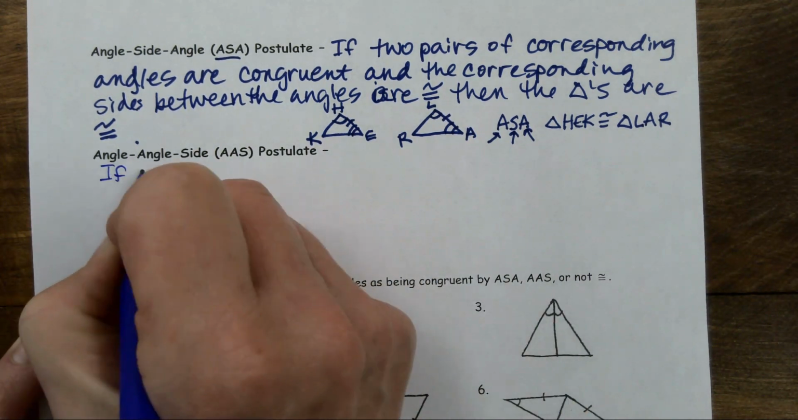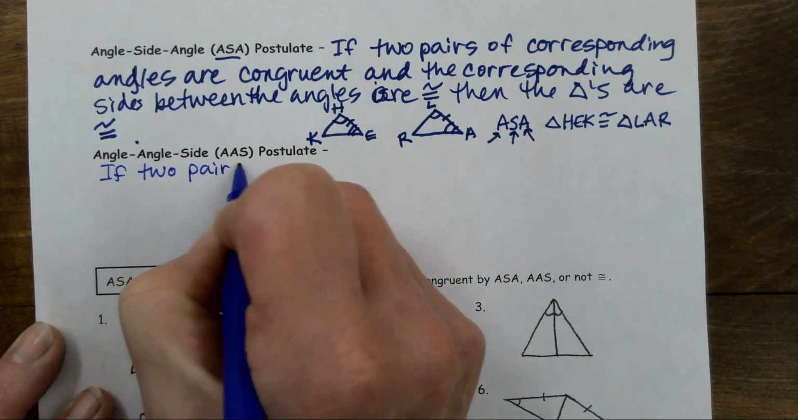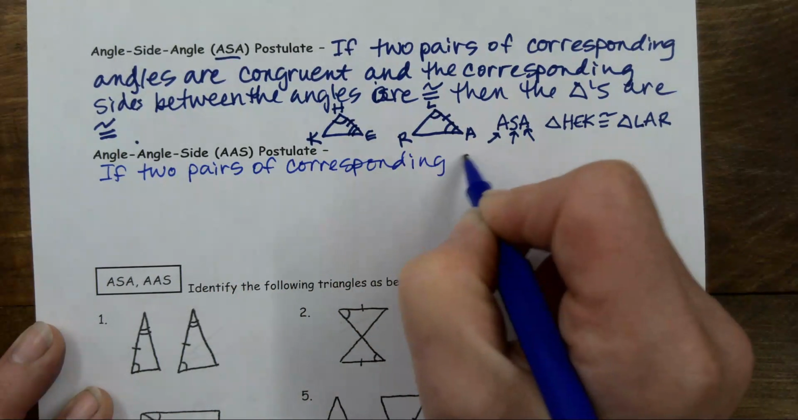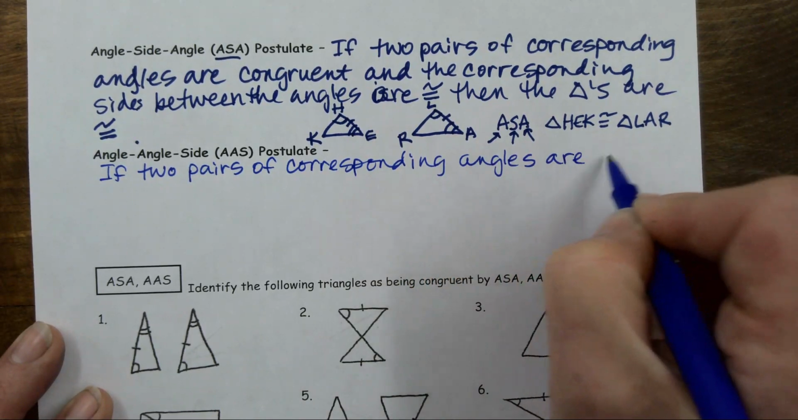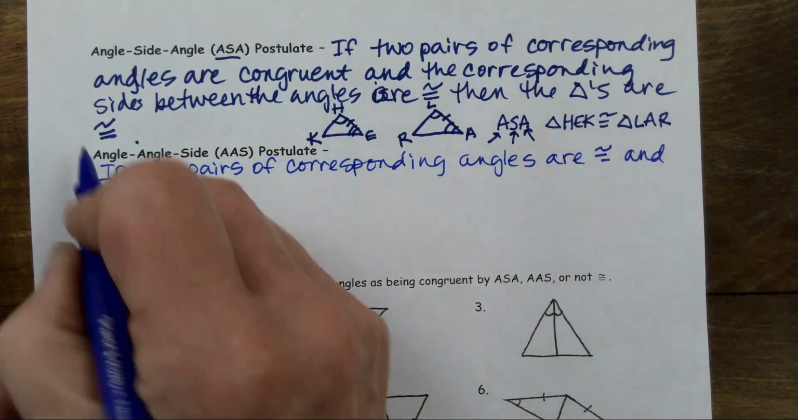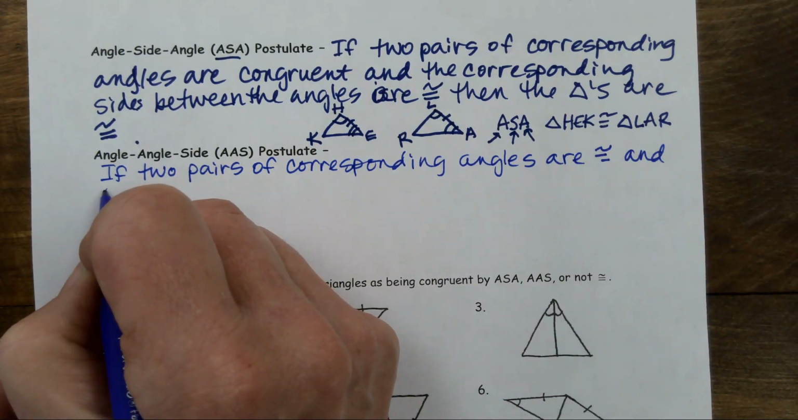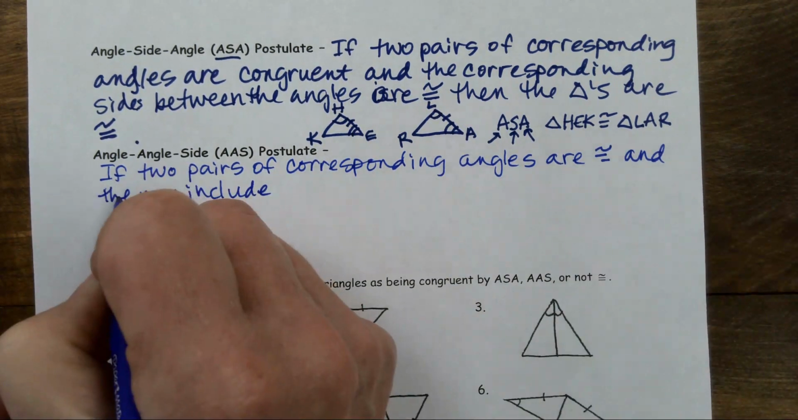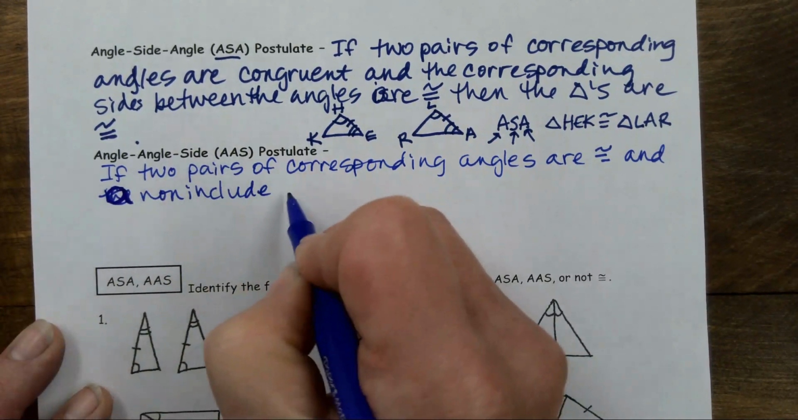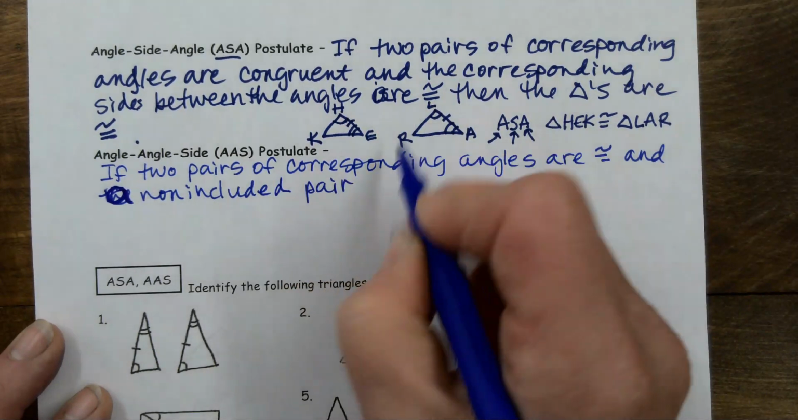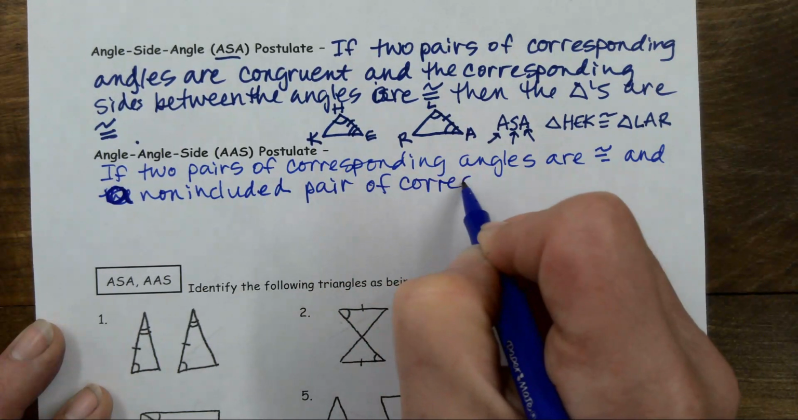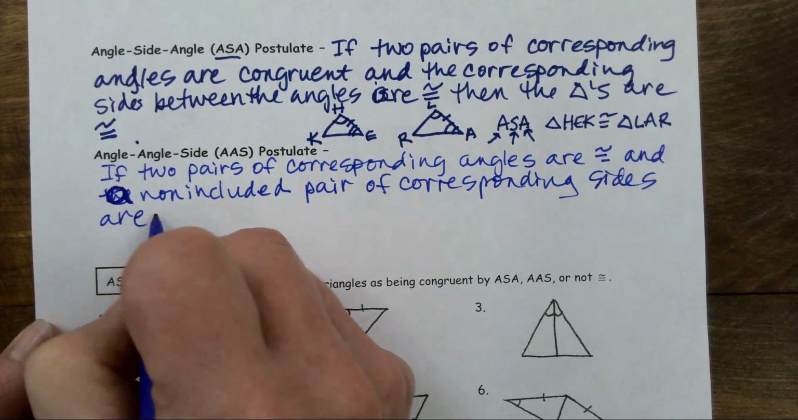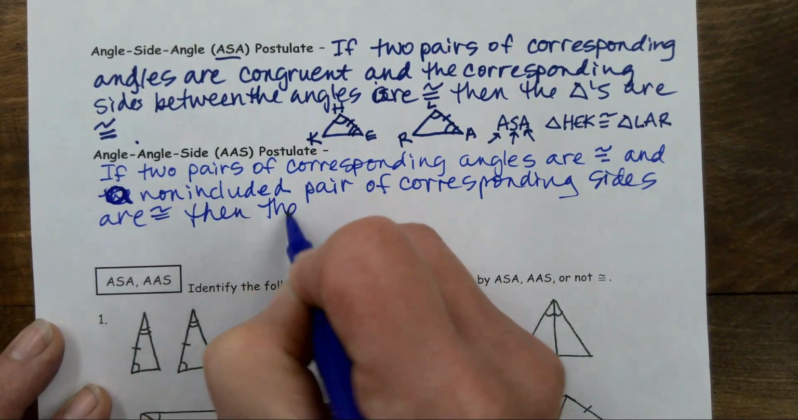If two pairs of corresponding angles are congruent, and the non-included pair of corresponding sides are congruent, then the triangles are congruent.